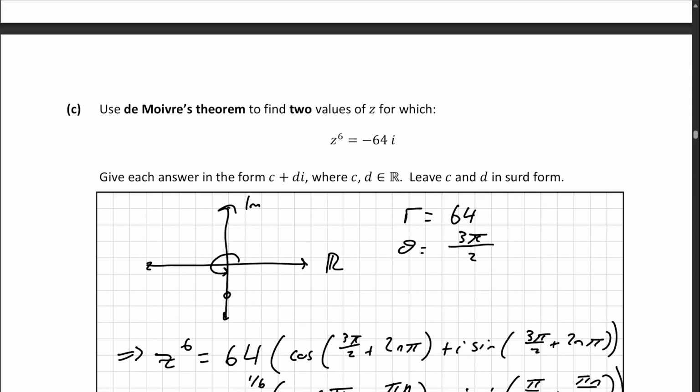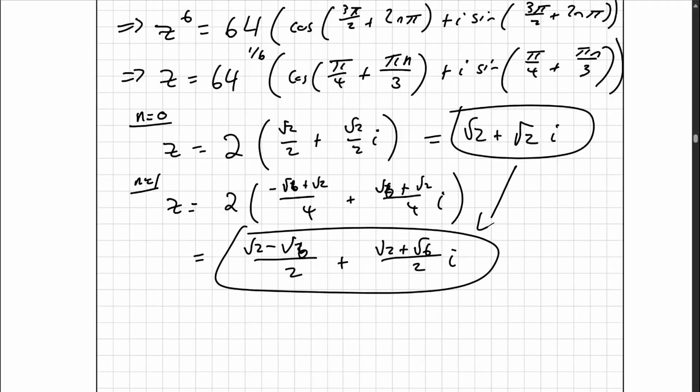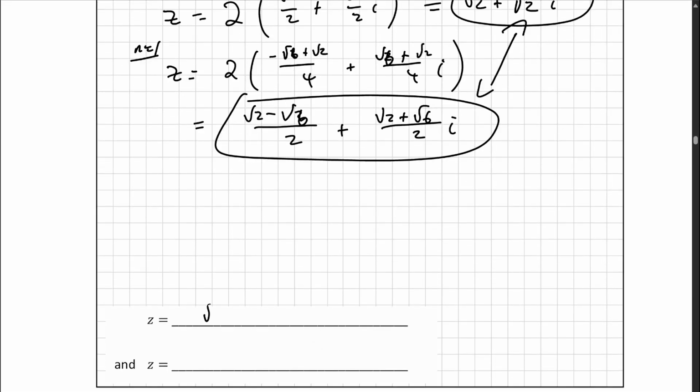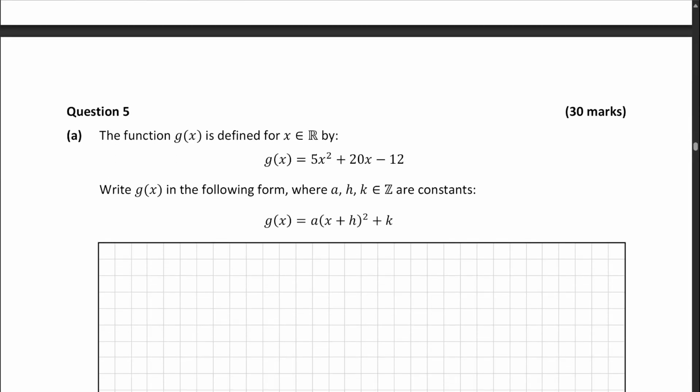And I don't need to check anymore because it says 2. So they are our answers. Oh, it's given us room here. So root 2 plus root 2i, and then root 2 minus root 6 over 2 plus root 2 plus root 6 over 2i. Okay, perfect. I'll just give another little save there.